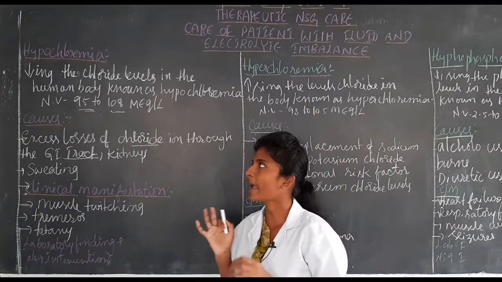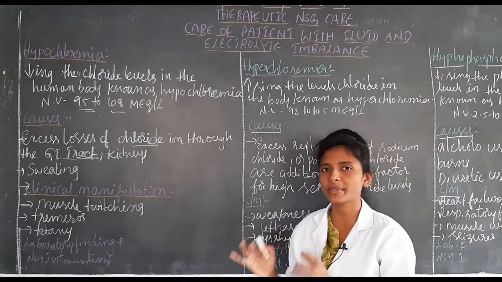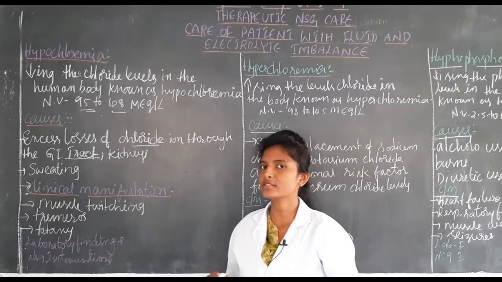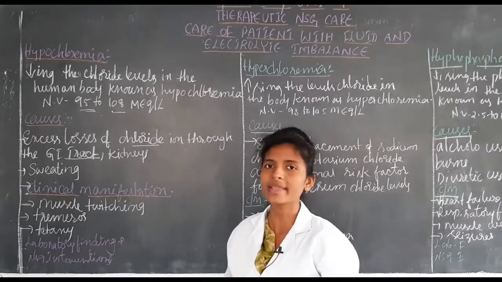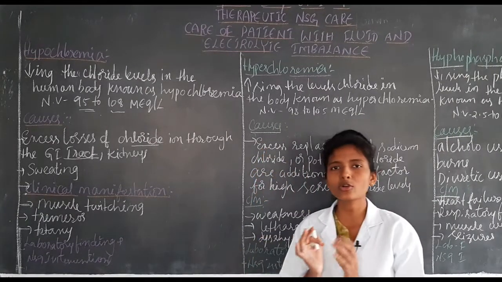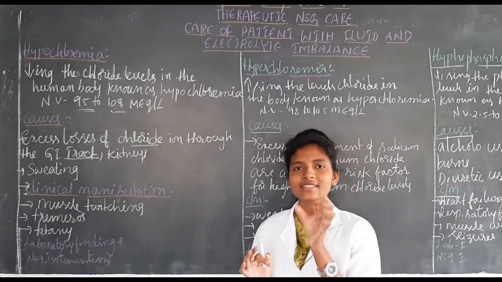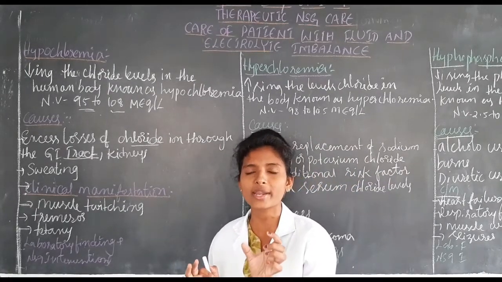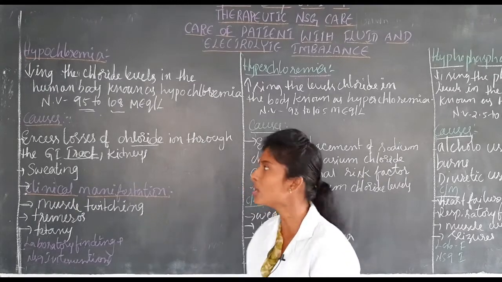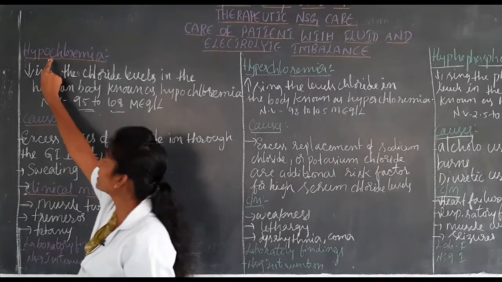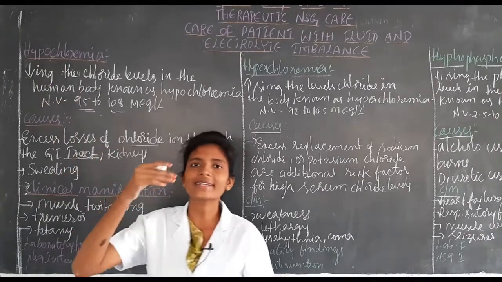So these are the things we can see in nursing intervention in the hypochloremia condition of the patient. So we have completed this topic. Whatever I have discussed till now, one more time I will summarize. First, hypochloremia is nothing but a decrease in the levels of chloride in the body. It is known as hypochloremia. By name itself we can understand that hypo means there is a decrease.